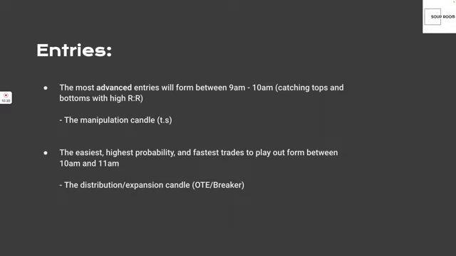The easiest, highest probability, and fastest trades, like I've said before, will play out between 10 a.m. and 11 a.m. This is the third candle. This is distribution, expansion, usually an OTE or breaker. If you do not know what OTE, optimal trade entry, or breakers are, head over to ICT's channel and watch the core content.